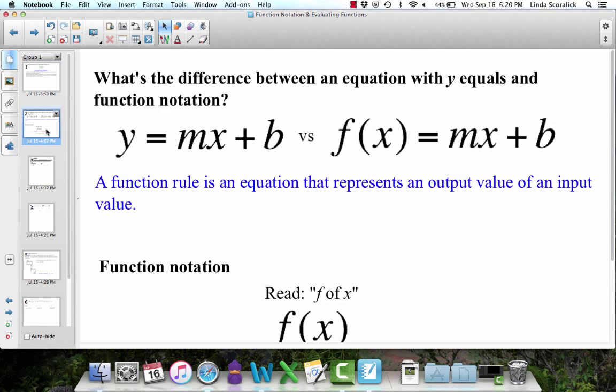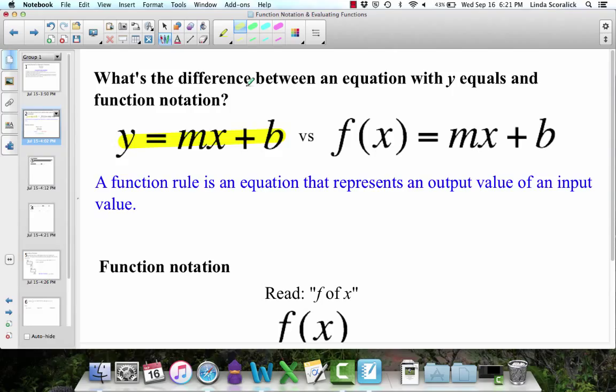So let's take a look at function notation to start, and we want to highlight here what the difference is between a y equals and function notation. So if you look on the screen, what you see is y equals mx plus b. And that's the slope-intercept form of a linear equation, which we just spent some time talking about in our overview of linear functions. So y equals mx plus b should be something that you recognize. To the right, you see f of x equals mx plus b.